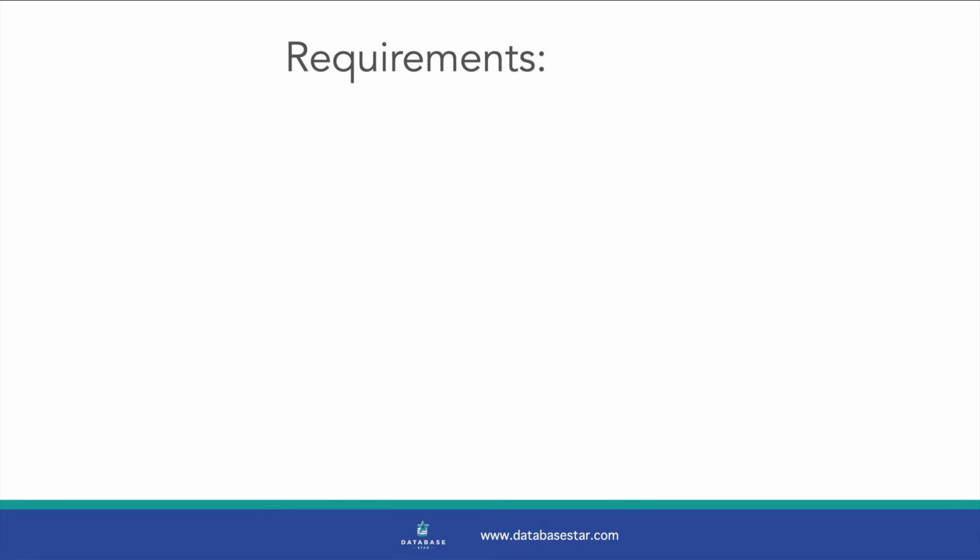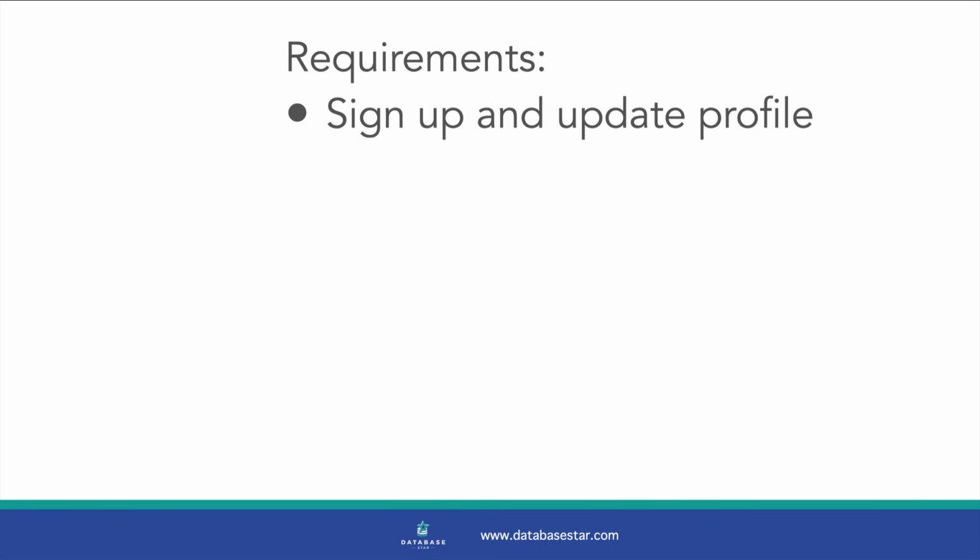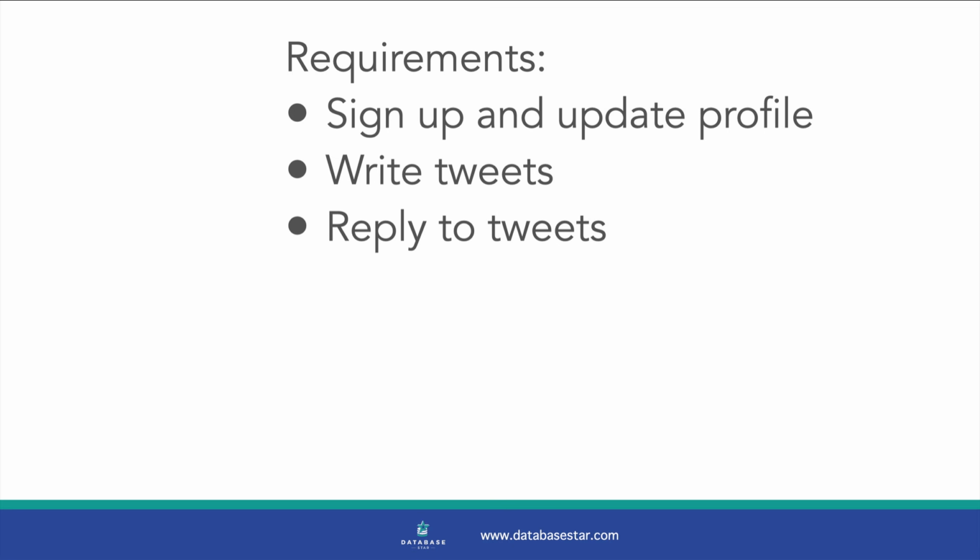Before we start designing, we need to be clear on what the system needs to support. For our simplified version of Twitter, here are the core features we want to capture in our database. Users can sign up with a username and email and update their profile. Users can write tweets, which are short text posts. Tweets can be replies to other tweets. Tweets can include attachments like images or videos.